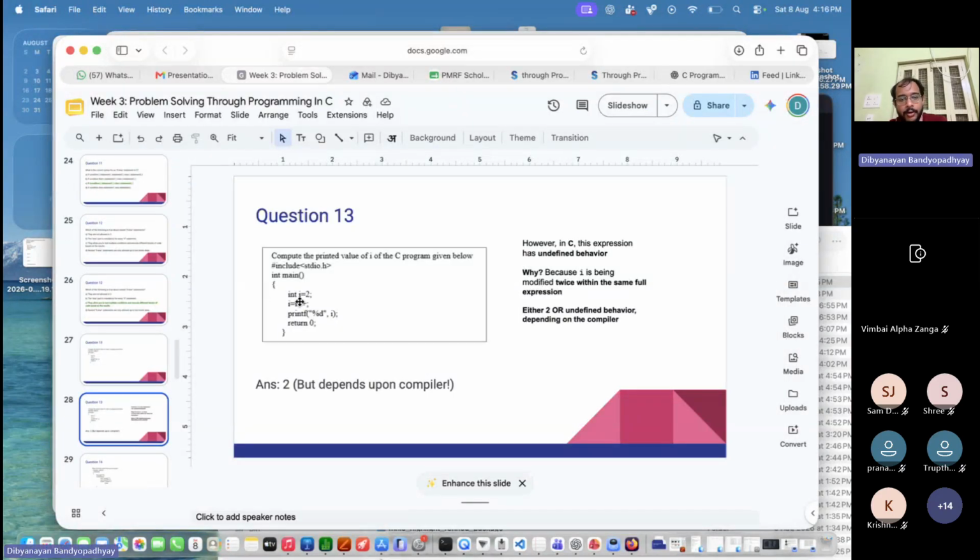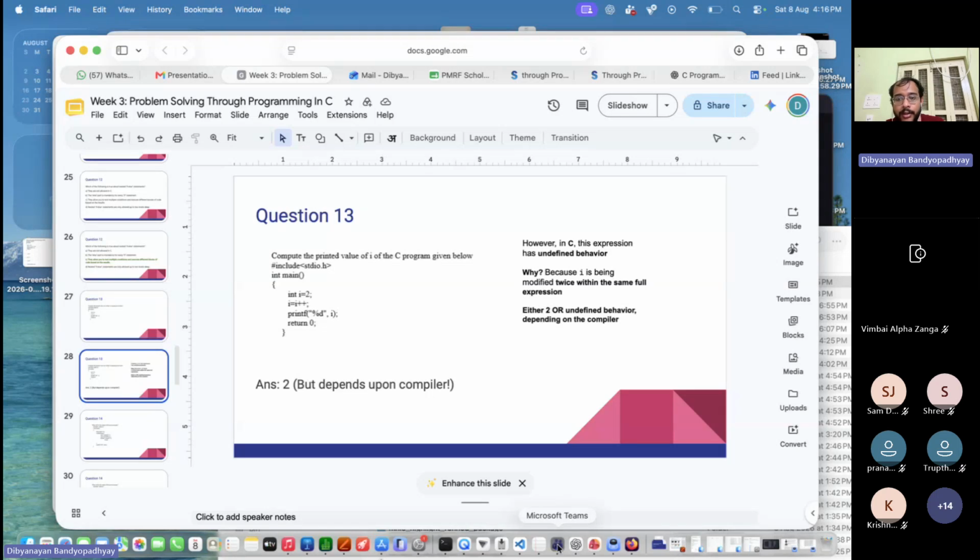But if it is I equal to I plus 1, then it is certainly 3, because you perform the operation I plus 1 on the right hand side first, then you assign the new value of I, which is equal to 3, to the left hand side. Then the value of I gets updated to 3. That's how it is done. Any confusion regarding this?